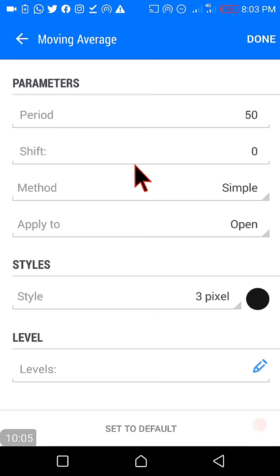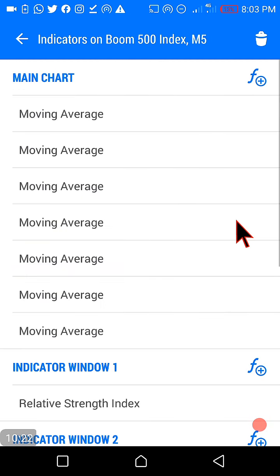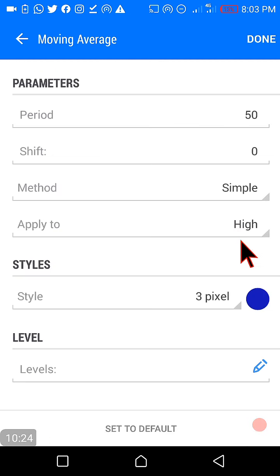You realize that some apply it to open, some apply it to close, some apply it to high, depending on what the strategy is talking about. You get it now? So this is applying it to what? Open. Like I showed you before, open on the candlestick, that portion on the candlestick. Now, the next one is what? Applying it to high. So it's going to apply this simple moving average to the high value of the candle.